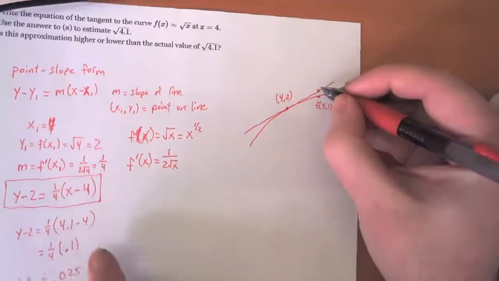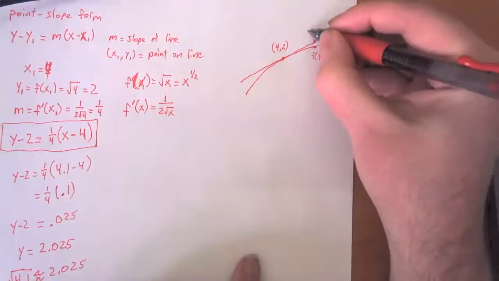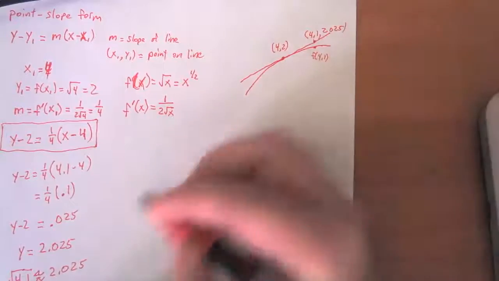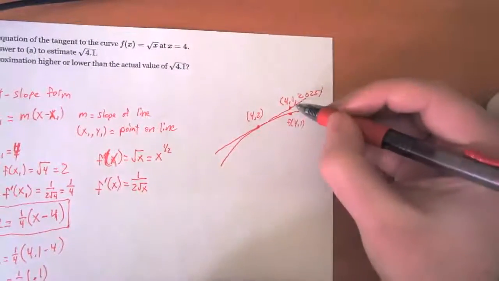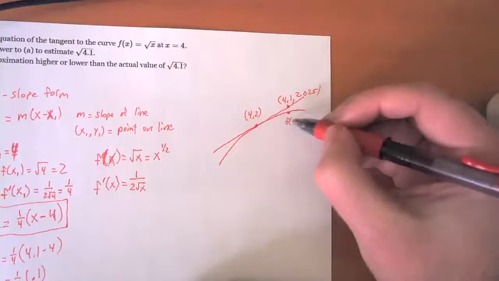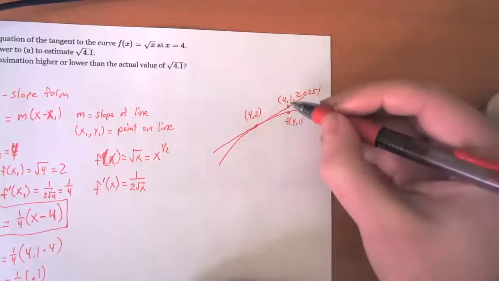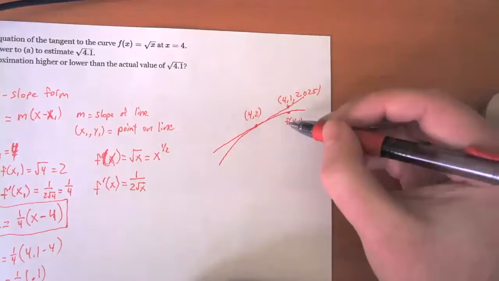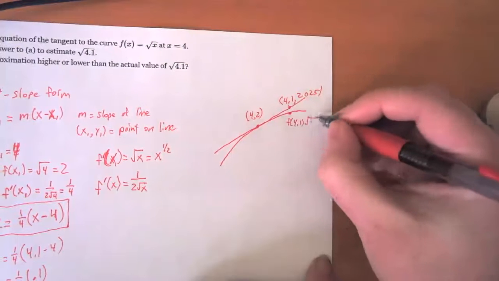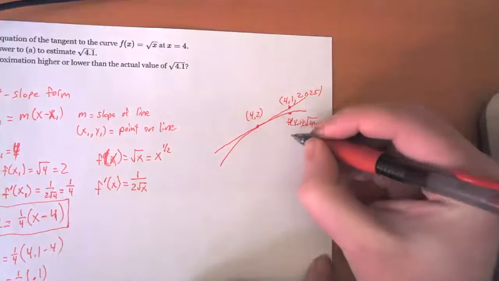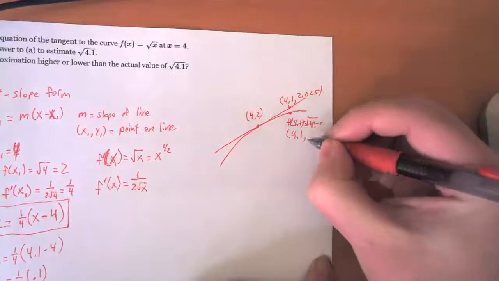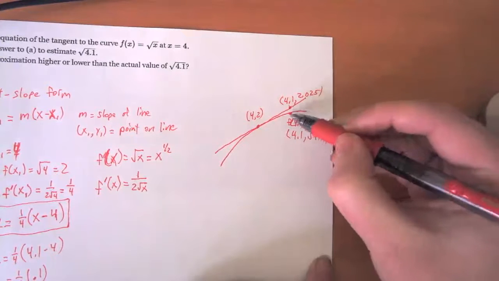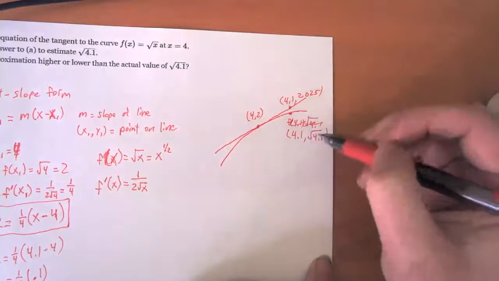But this is (4.1, 2.025), which we figured out in the last problem. All right, so what we can do, looking at this graph that we kind of came up with right here, is see that this estimate is higher than the actual value of the square root of 4.1. This is, let me write it this way, 4.1 comma the square root of 4.1. So the estimate that we came up with, we can tell that it's higher than the square root of 4.1.